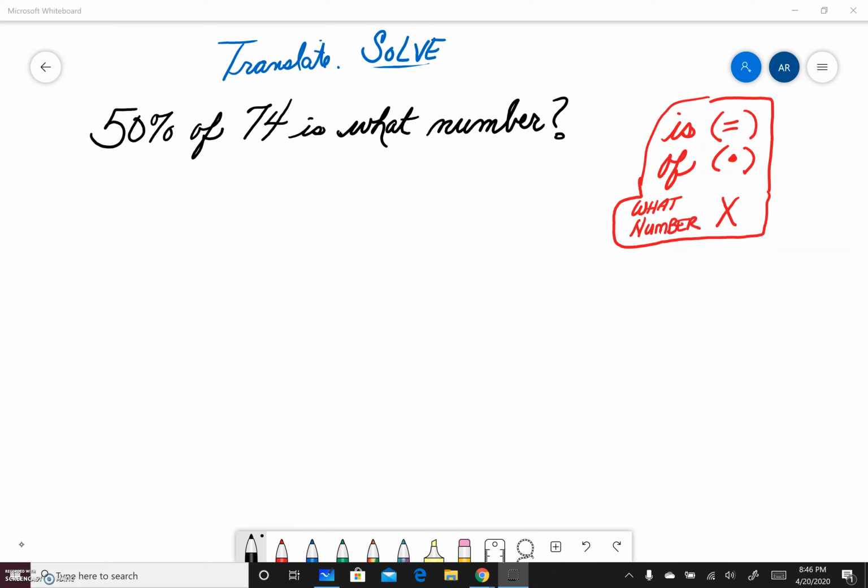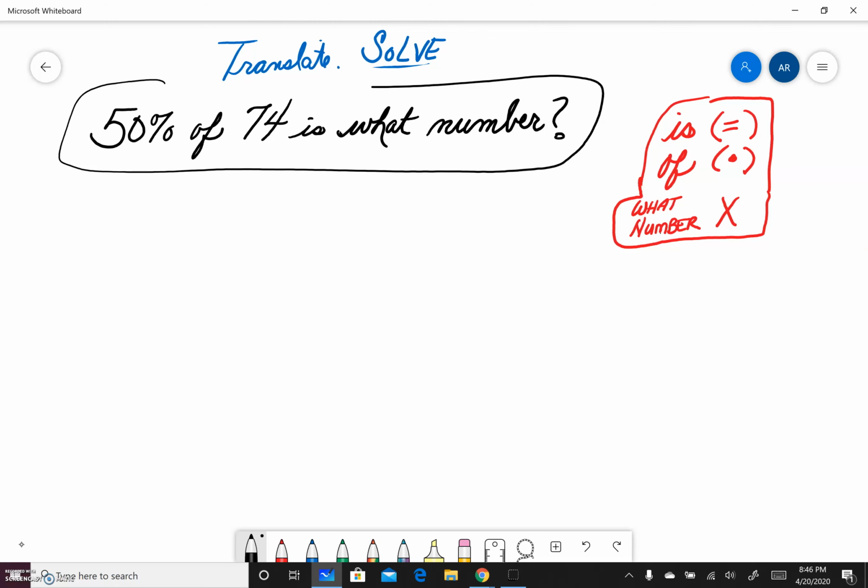If I had editing tools, I would have cut that out. So this is the correct problem, which is 50% of 74 is what number? We're going to solve this one. Sorry about that. So let's go ahead and first translate it. So it's 50% of, which is multiplication, 74 is equals what number, which is x.